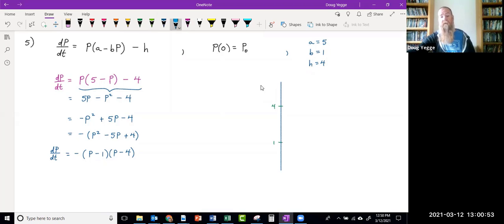So now let's just go ahead and pick some potential values for my population, which are going to be in each of these regions. So let's pick 0 and see what happens. By picking 0, this would become a negative times a negative times a negative, which is negative. If we pick 2, that would be a negative times a positive times a negative, which would mean positive. And finally, if we choose 5, that would become a negative times a positive, which is negative.